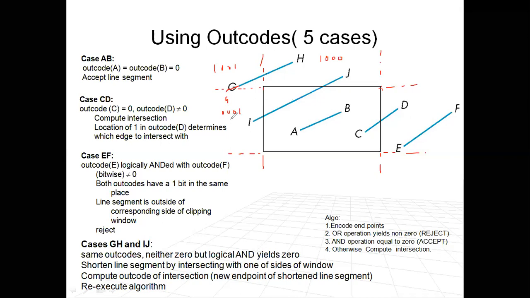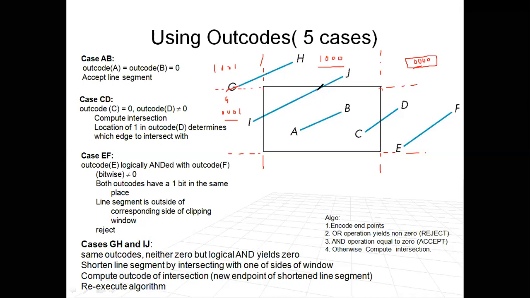If I perform the AND operation between these two codes, it will lead to 0. If it would have led to a non-zero value, then it should have been trivially rejected. So when we perform the AND operation between these two outcodes, it yields all zeros. Fine. So the clipping will take place.